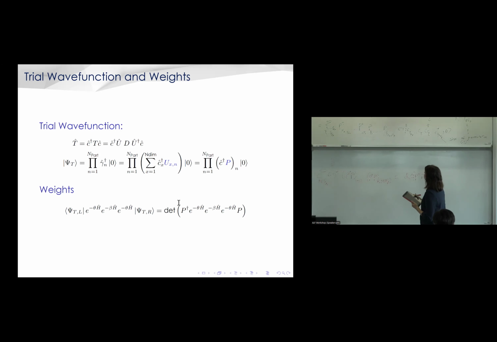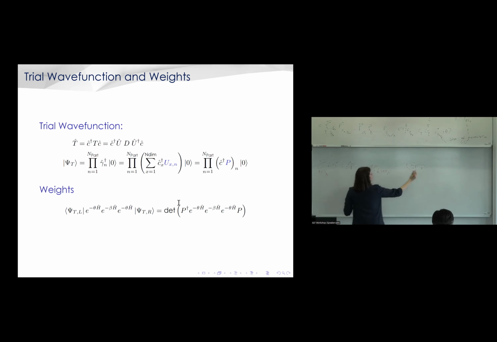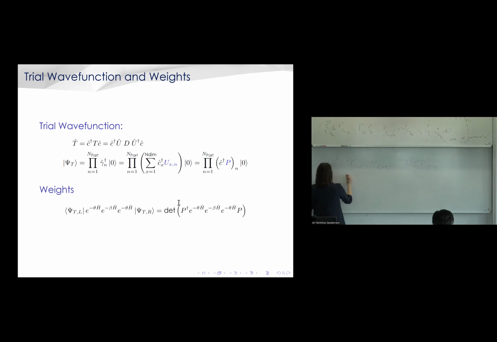So the first point here then is that an overlap of these two Slater determinants is just going to be the determinant of P dagger P.